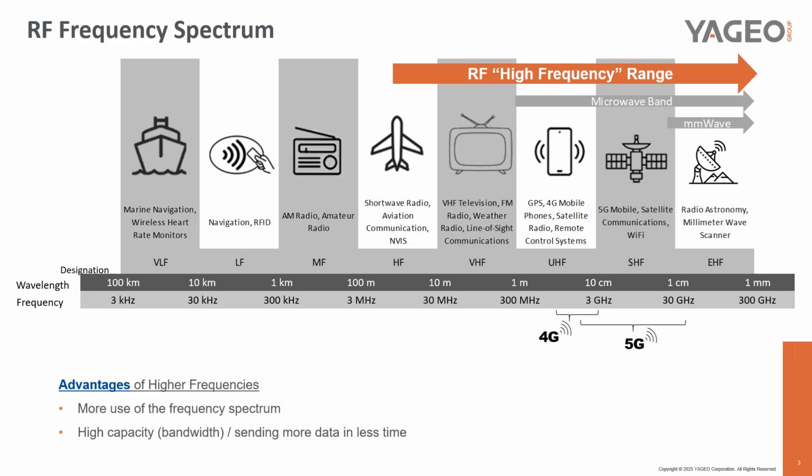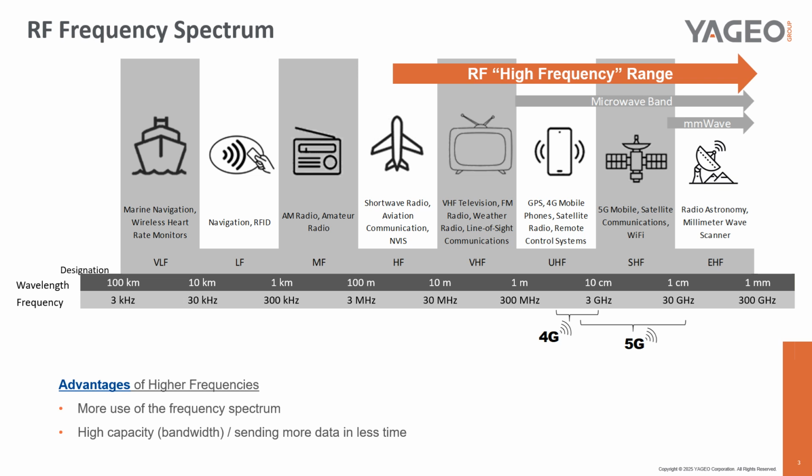Now, why are we looking at higher frequencies? Well, higher frequencies have both advantages and disadvantages. The advantage of moving to a higher frequency is a greater use of the frequency spectrum, right? So we've utilized all of these lower frequencies with all of these other technologies. So as we fill up and add more technologies, we need to utilize more of the band. So we're moving away from interfering with those other devices.